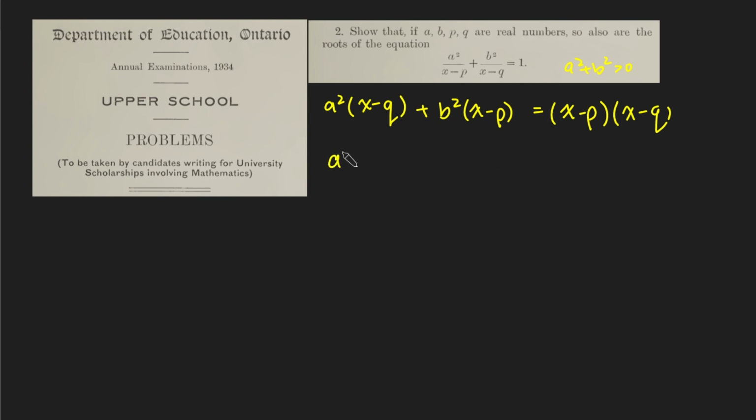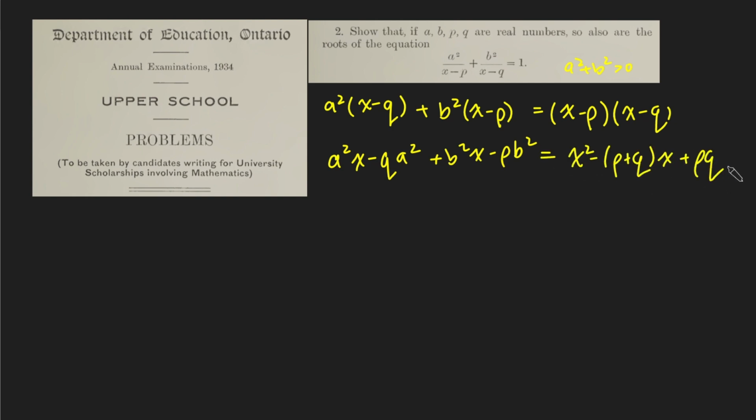So my first thought for this problem, which is what I imagine your first thought was, is let's just cross multiply here and see what we get. And you get a squared times x minus q plus b squared times x minus p equals x minus p multiplied by x minus q. And cool, this is just a quadratic, right? Let's just expand everything. So we get a squared x minus qa squared plus b squared x minus pb squared equals x squared minus p plus qx plus pq.